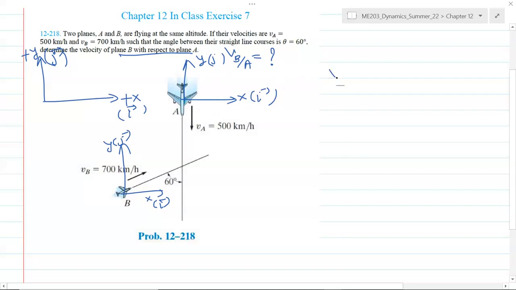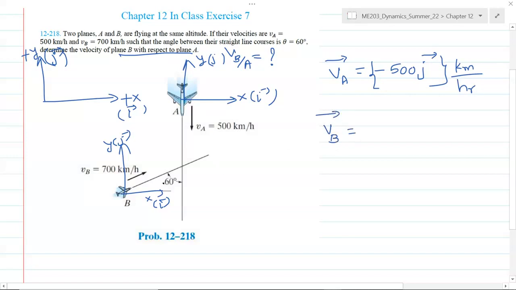For example, VA can be written as a Cartesian vector. It does not have any x component because it's moving only in the y direction, but in the negative y direction. So this can be written as minus 500 j, and the speed is in kilometers per hour.